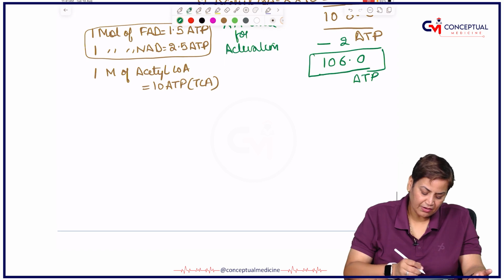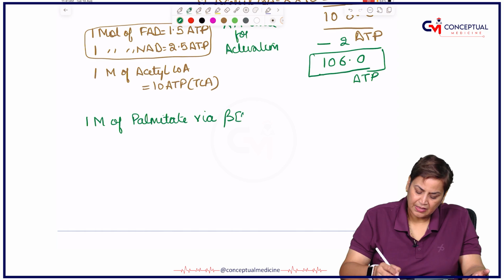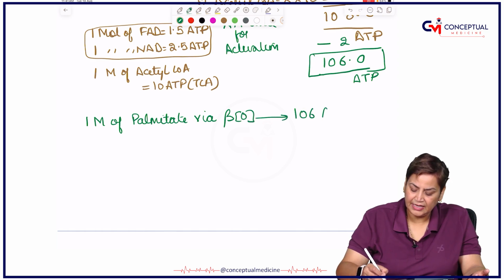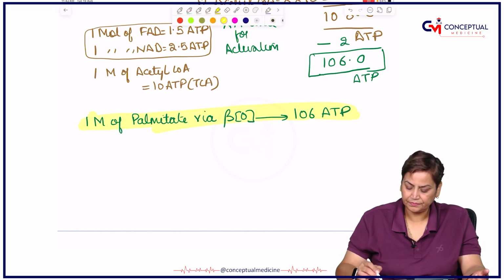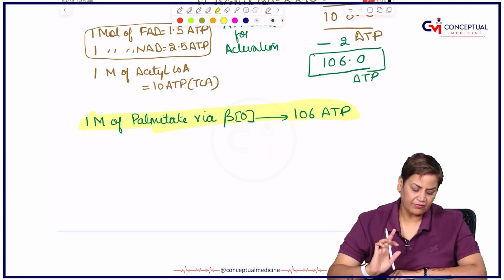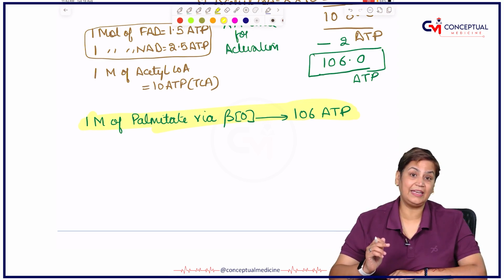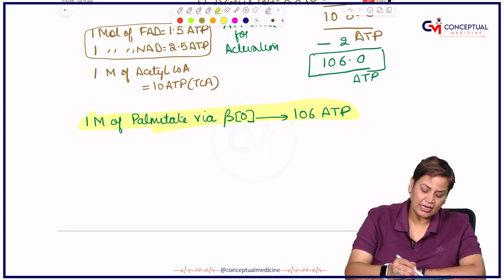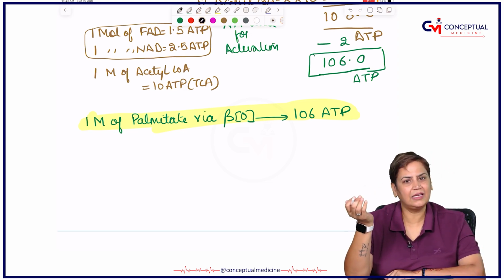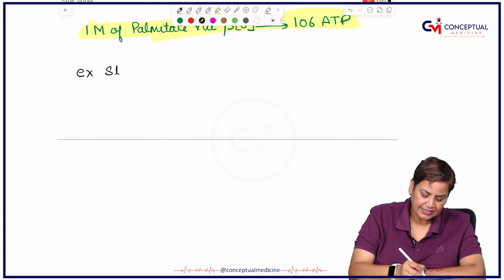So always remember, one molecule of palmitate via beta oxidation will give 106 ATP molecules. This we have to remember. And this is very, very important: one molecule of palmitic acid via beta oxidation will undergo 7 cycles producing 8 acetyl coenzyme A, forming 106 ATP molecules. So if we know the number of carbon atoms, we can actually give the solution of what the energetics will be. Just a second example, if I tell you, second example is stearic acid.